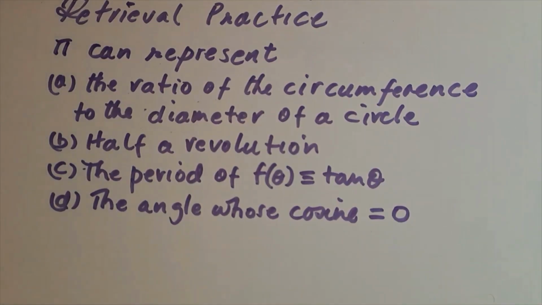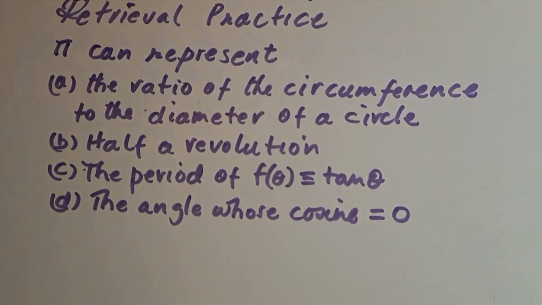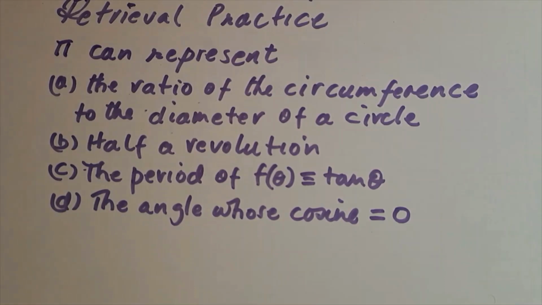Hello, welcome to the second question on retrieval practice. Pi can represent which of these? A: the ratio of the circumference to the diameter of a circle? B: half a revolution? C: the period of the function f of theta equal to tan theta? Or D: the angle whose cosine is equal to 0?